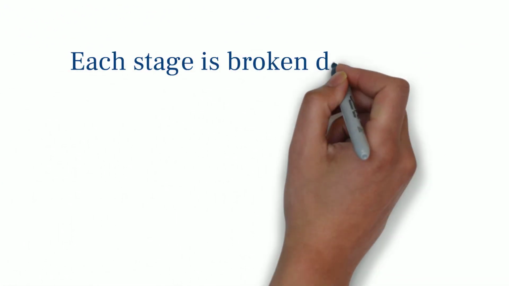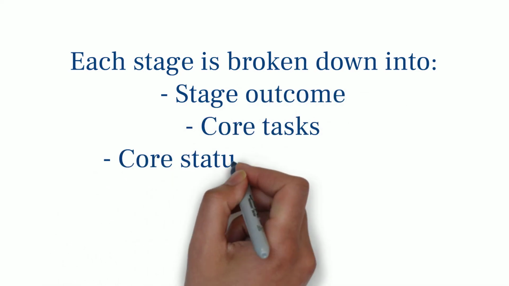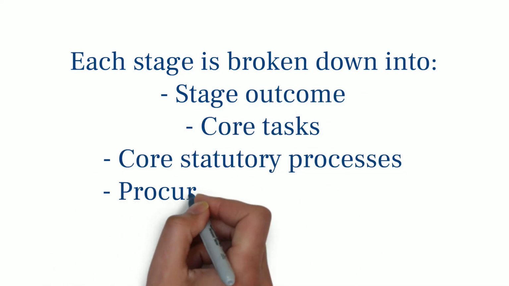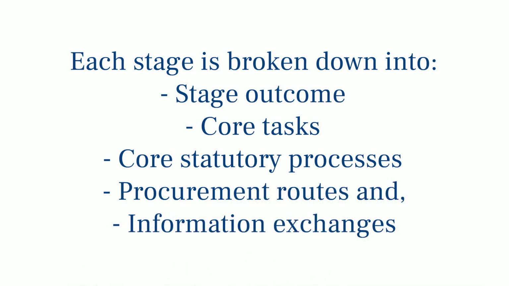Each stage is clearly broken down and divided into stage outcome, core tasks, core statutory processes, procurement routes, and information exchanges, all of which attempt to guide you through the entire process and ensure all necessary options have been considered and tasks completed.